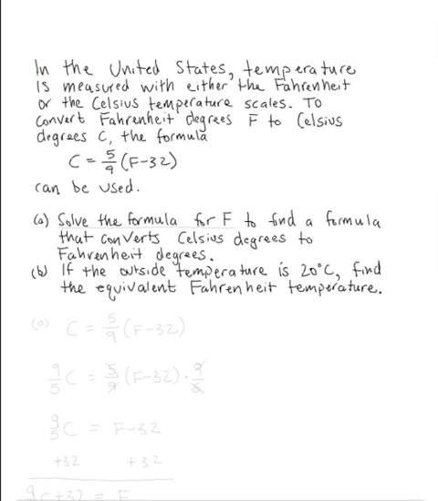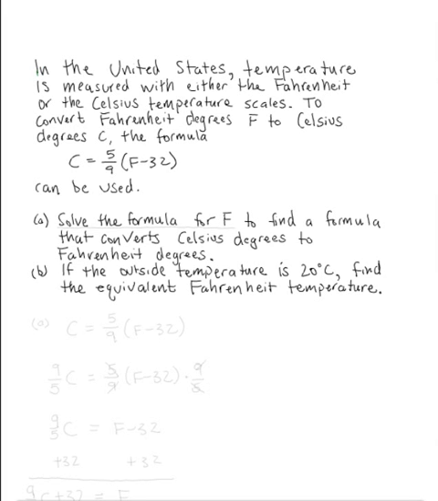In the United States, temperature is measured with either the Fahrenheit or the Celsius temperature scales. To convert Fahrenheit degrees, F, to Celsius degrees, C, the formula C equals 5/9 of the quantity F minus 32 can be used. This problem has two parts. Part A, solve the formula for F to find a formula that converts Celsius degrees to Fahrenheit degrees. Part B, if the outside temperature is 20 degrees Celsius, find the equivalent Fahrenheit temperature.